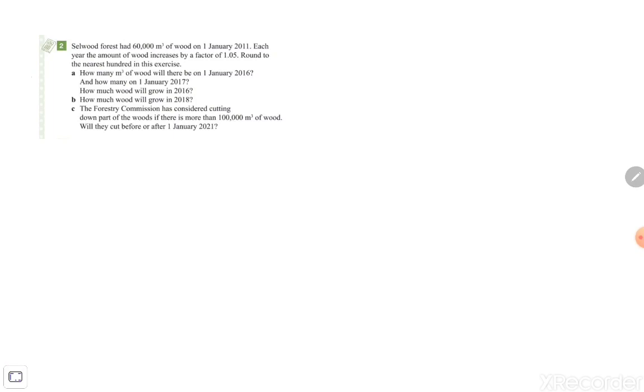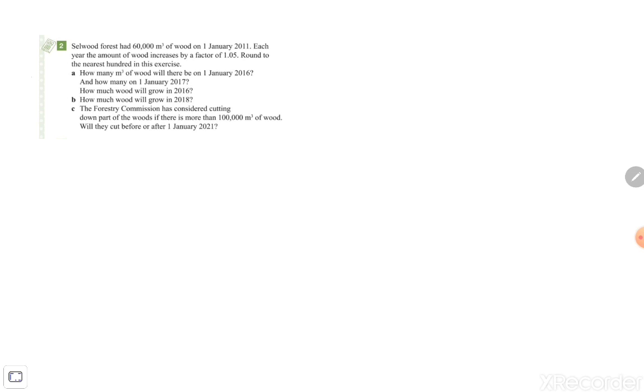Here is an explanation about exercise 2. We need to work with a factor. In this case it is a factor 1.05. It is about a forest, and they had 60,000 cubic meters of wood on 1 January 2011. Each year the amount of wood increases, so increase means it's getting more, by a factor of 1.05, and a factor is just a multiplication number. Round to the nearest 100 in the exercises. So the nearest 100 means that the last two numbers need to be zeros.